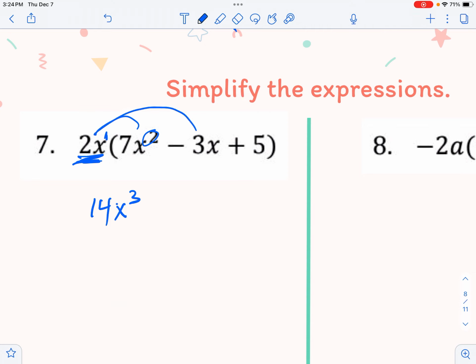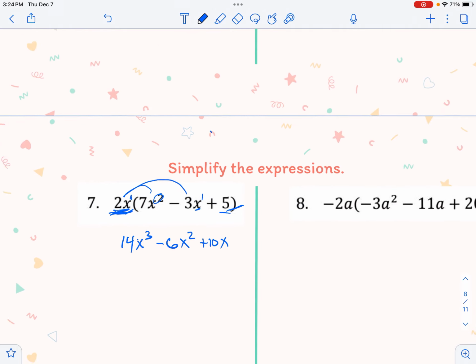And then 2x times negative 3x. 2 times negative 3 is negative 6. And then the x times the x to the first, I can add the 1 plus 1, that's x squared. And then 2x times 5, that's just plus 10, and then carry along that x. Don't have an x here, so that's not going to increase by any.